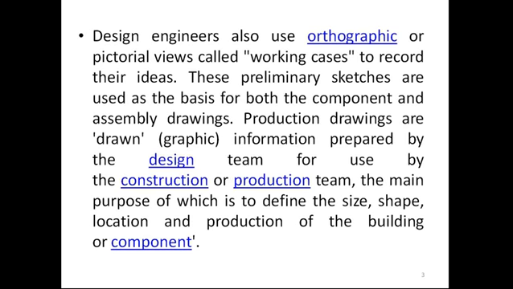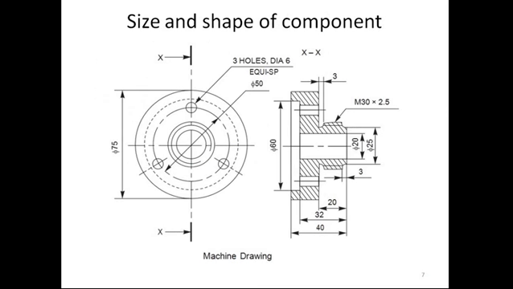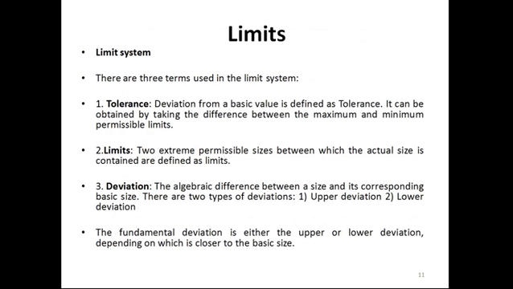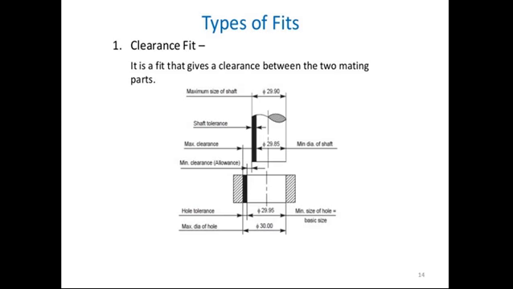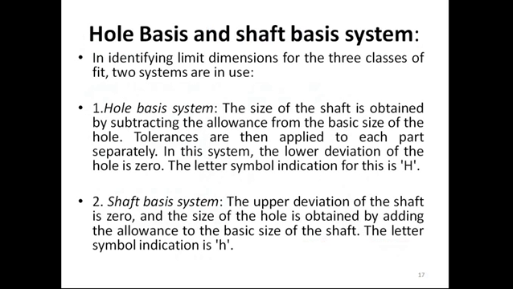Also we discussed the drawing sets, and we saw the elements of production drawing: what is a process sheet, what are limits, fits, and tolerance, and what is the material specification. We also saw some simple example drawings. We saw limits, fits, and tolerance, examples of clearance fit, transition fit, and interference fit. Also we saw the hole basis and shaft basis systems.